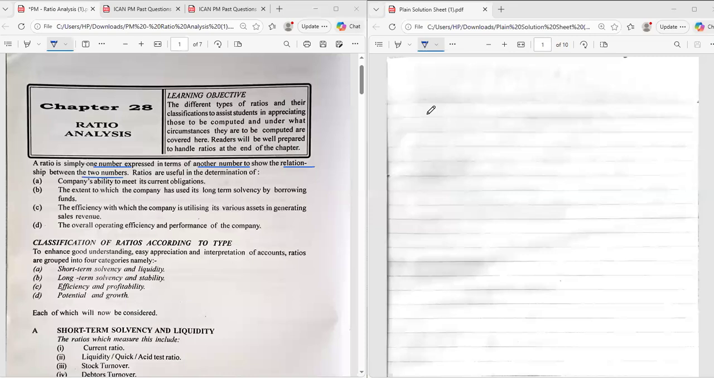Would I ask you to define ratio? Never, I don't think so. Nobody asks you for that. But what they can ask you is the usefulness of ratio.